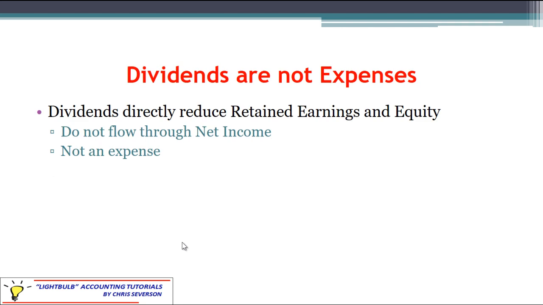Just as a reminder from earlier modules, dividends are not expenses, so they do not show up on the income statement at all. They have a similar normal balance. They're still a debit balance just like an expense, but the reason they're a debit balance is that they reduce equity. Equity has a credit balance. Dividends have a debit balance. So dividends reduce retained earnings, and therefore they reduce equity. So just keep in mind that dividends are not an expense. A very important concept.